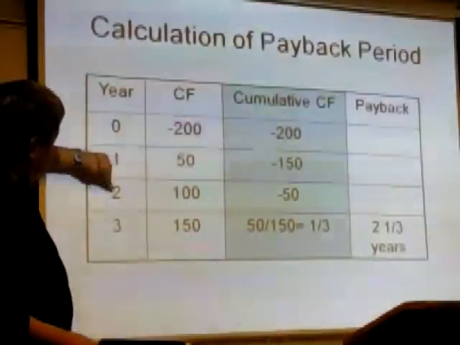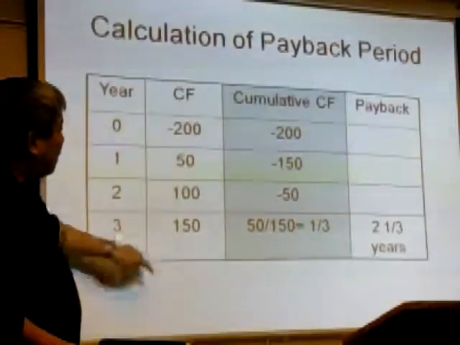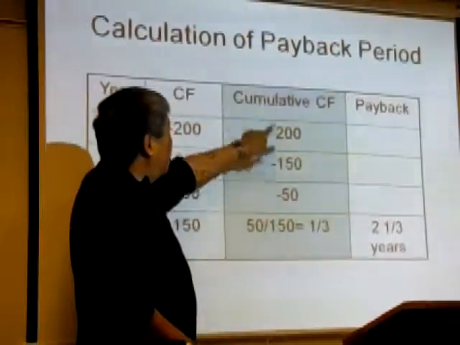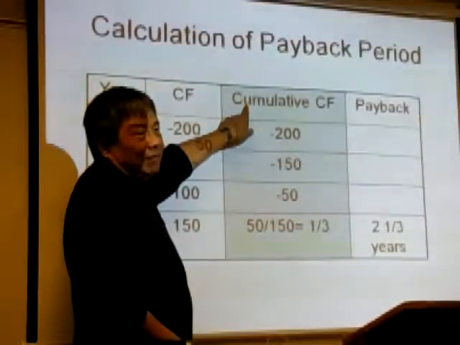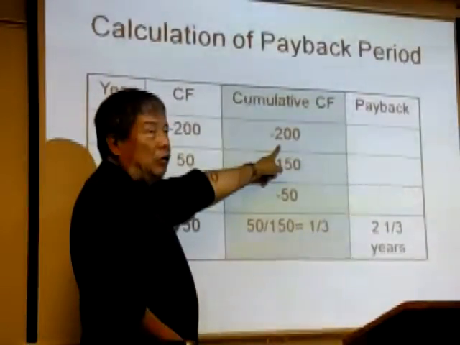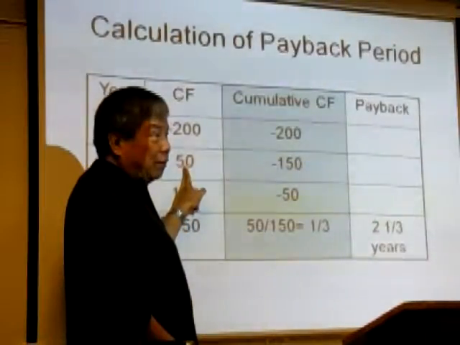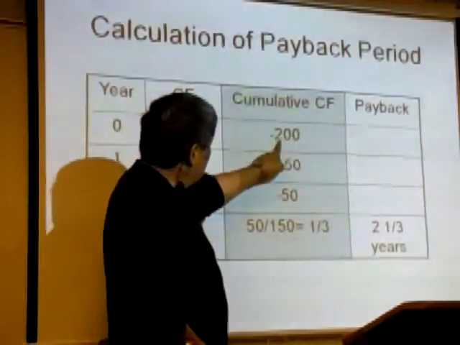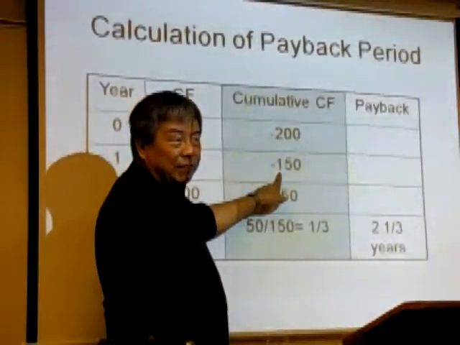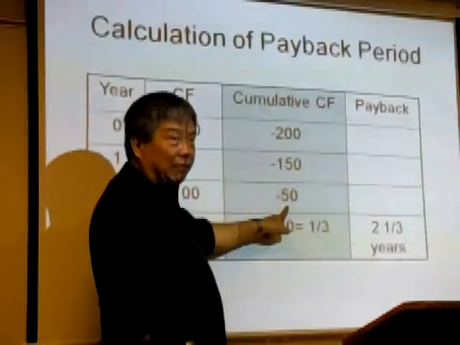Now, 0, 1, 2, 3, those are the cash flows. You can write it down. Now you create a new column, call it cumulative cash flow. This will record how much you have recovered. Initially you have negative 200. At the end of the first year, you have positive cash flow 50, so 50 plus negative 200 gives negative 150, not recovered. Next one, 100, you get negative 50, not recovered.